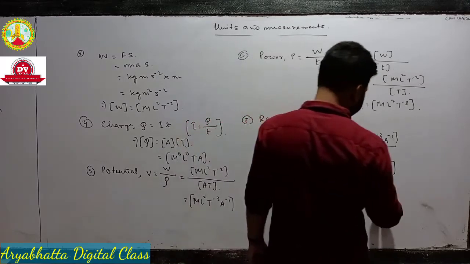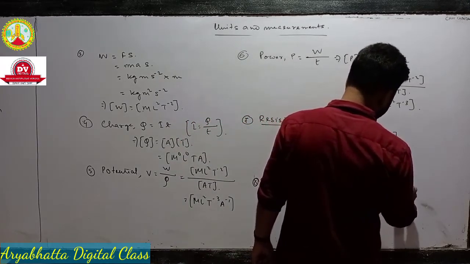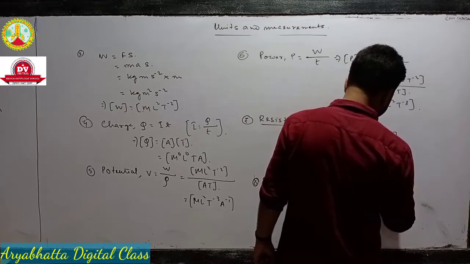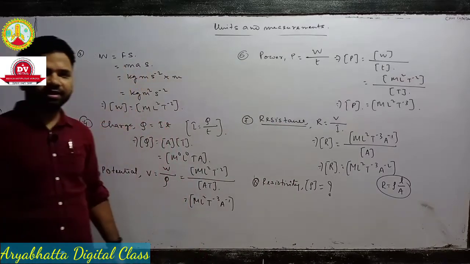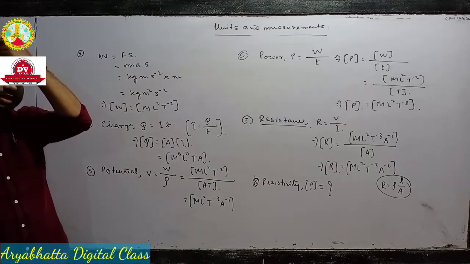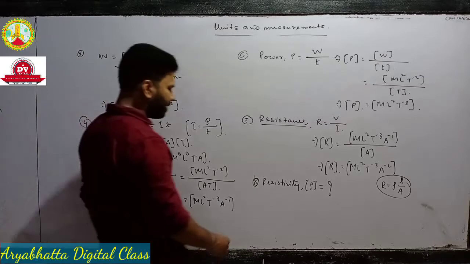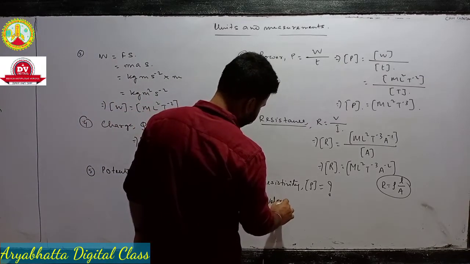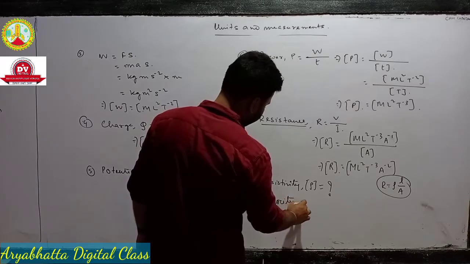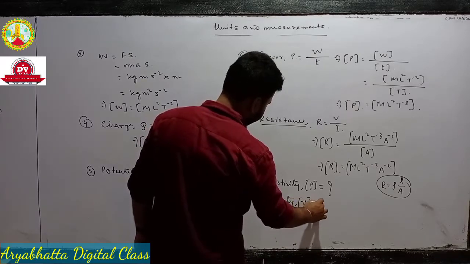What formula will you use here? You should use the formula R equal to rho L by A. Use this formula to find out the dimension of resistivity. Okay? You can also find out the dimension of velocity. What is the dimension of velocity? Very simple.